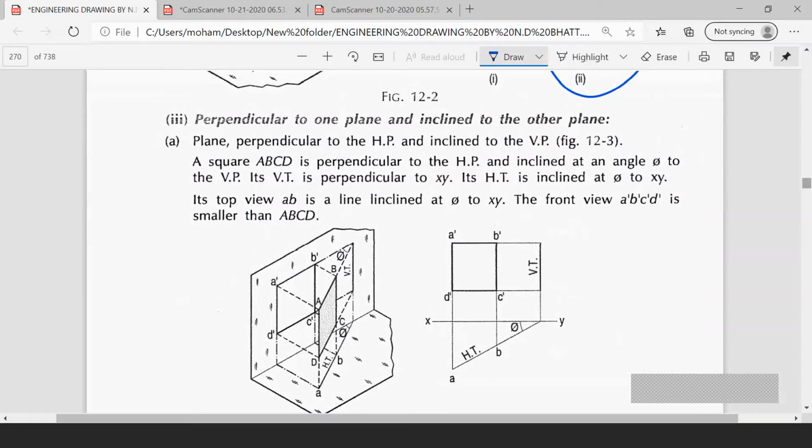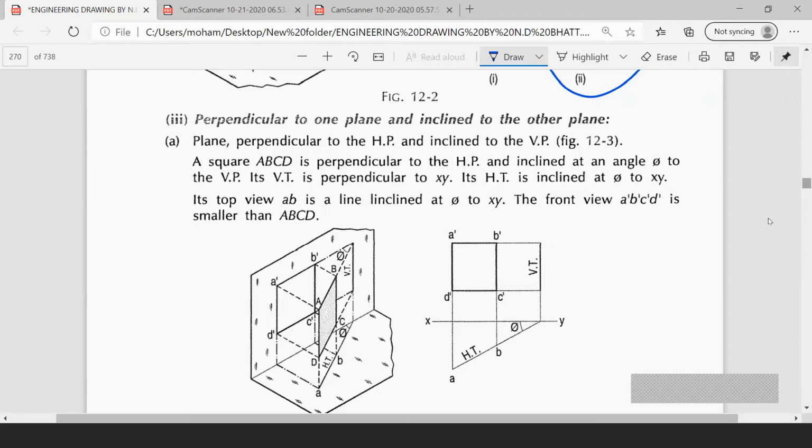The next condition is perpendicular to one plane and inclined to the other. That means how will you do the inclination here? It's very important. Now it is parallel, 0 degrees with HP. When I make the inclination, it will be like this. Always remember, the first inclination will always be the surface inclination. This total surface is inclined.